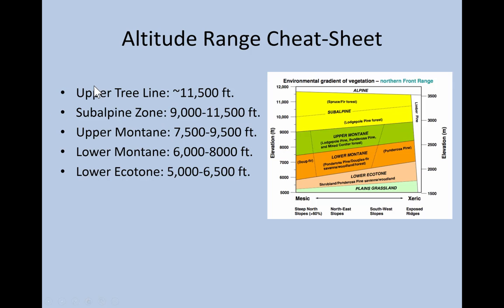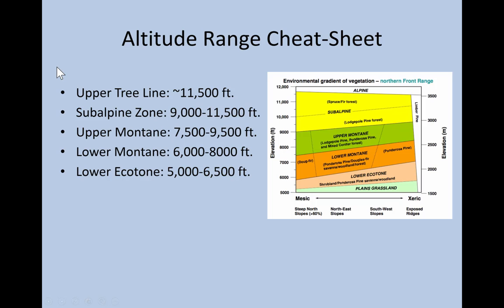So here's a little bit of a cheat sheet going over some of the different elevations where this is taking place. Here in Colorado, upper tree line is probably about 11,500 feet. In some cases, you'll find that tree growth is restricted not just by climate, but also by soils. You're not going to find many trees growing, for instance, on bare rock.